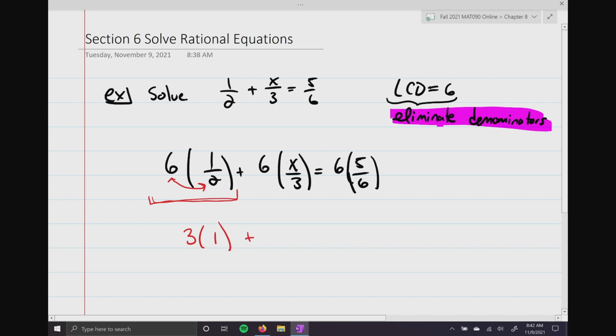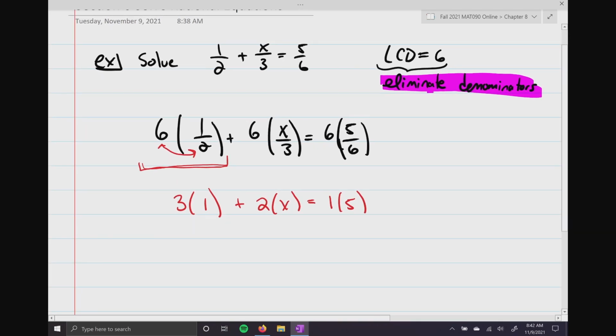Plus, now I'll do the same thing for the second term. 6 divided by 3 is 2 times x. And then on the right-hand side of the equation, 6 divided by 6 is 1 times 5. So in one step, just by knowing the LCD, we've eliminated all denominators. So now from here, we're just going to clean things up. In other words, 3 times 1 is 3, 2 times x is 2x, 1 times 5 is 5.